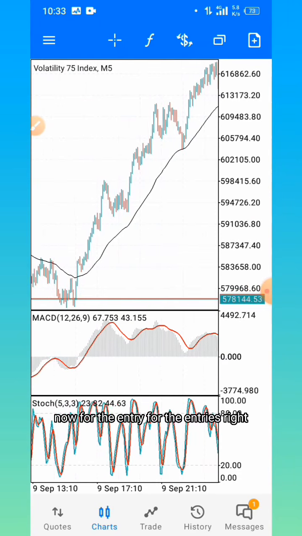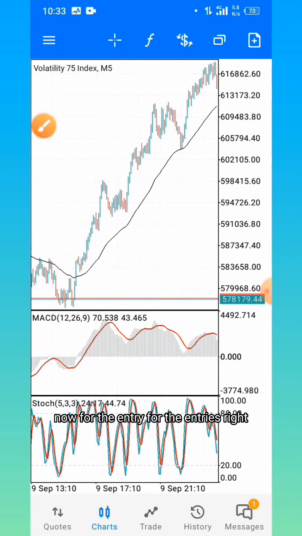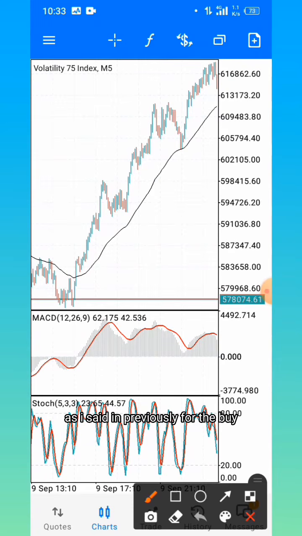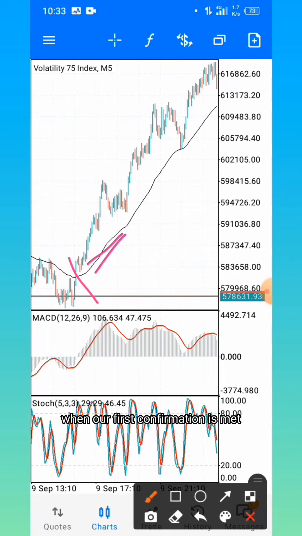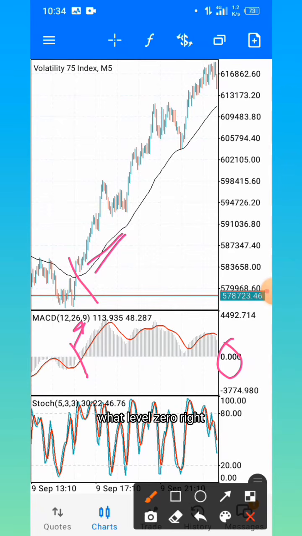Now for the entries. As I said previously, for the buy, the candlesticks must be above this moving average, the black moving average. That's our first confirmation. When our first confirmation is made, we look at the second indicator right there, indicator window 1. The MACD histogram is above the level 0.